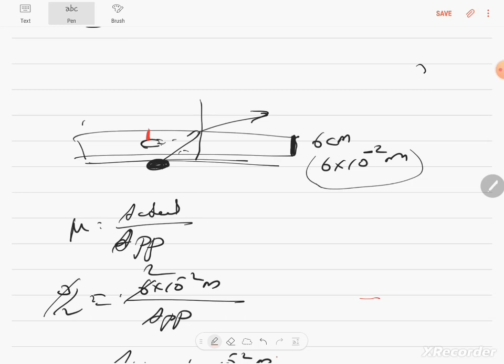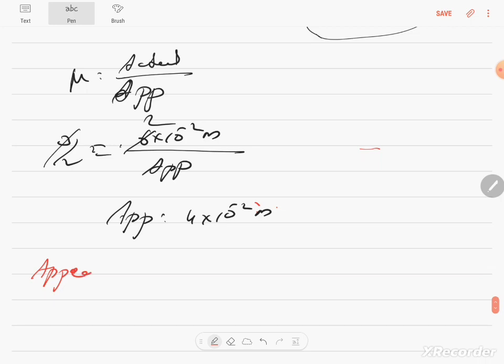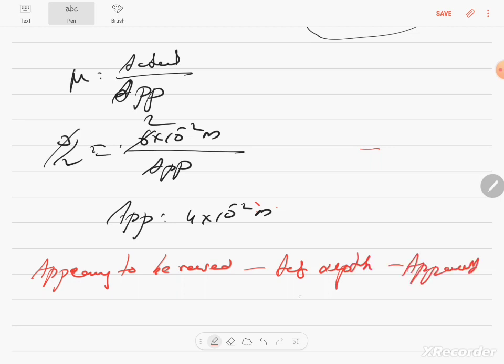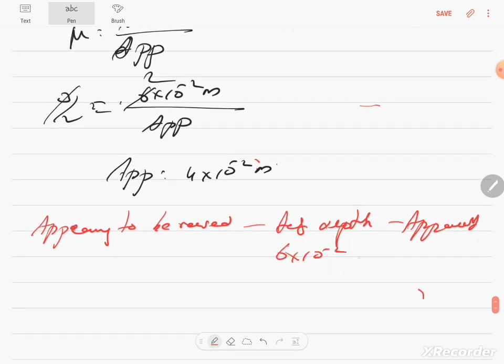Apparent depth is the depth seen from above, correct? But they will ask you how much it is appearing to be raised. So they are asking for this distance. When appearing to be raised comes in the question, raised will be actual depth minus apparent depth. What is actual depth? 6 into 10 to the power minus 2, minus apparent depth, 4 into 10 to the power minus 2. So 2 into 10 to the power minus 2 meters is where it is appearing to be raised.